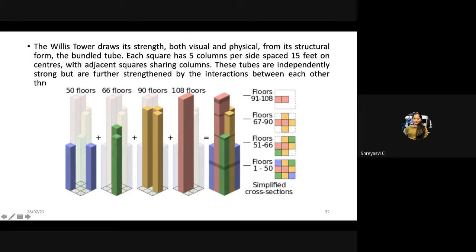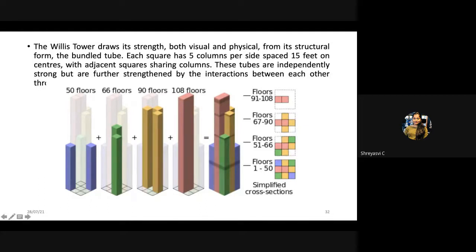The red blocks are the central core portions that exist from the ground floor till all the 108 floors. So these are the central core of the building, and obviously their design level is different from the rest of them. Then there is this purple component which exists only from the first to the 50th floor. Only the first 50 floors have this. This is the outer core of the building.